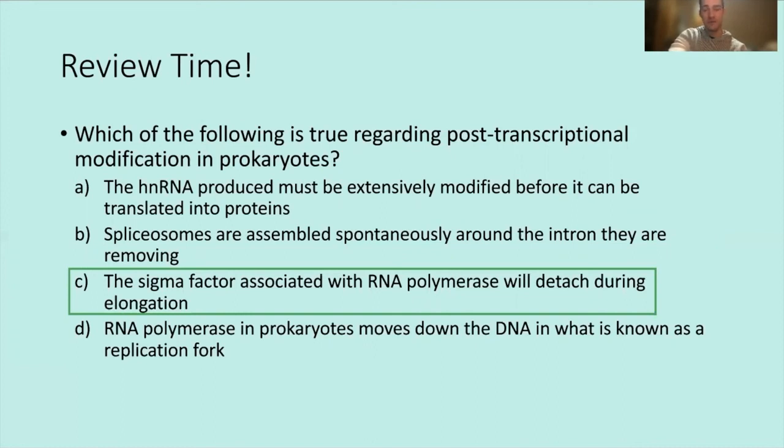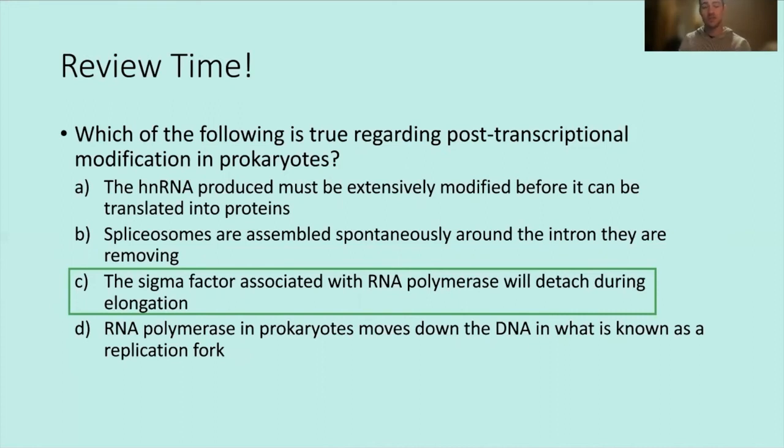B: spliceosomes are assembled spontaneously around the intron they are removing. Again, that would definitely be true for eukaryotes, but we don't see alternative splicing in prokaryotes, so there is no spliceosome. So B would also be incorrect. D says RNA polymerase in prokaryotes moves down the DNA in what is known as a replication fork. It doesn't. It moves down in what is known as a transcription bubble. Replication fork would obviously be for replication. So the only true answer is going to be C.